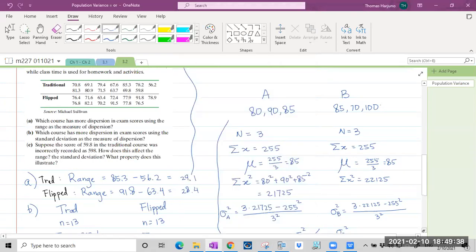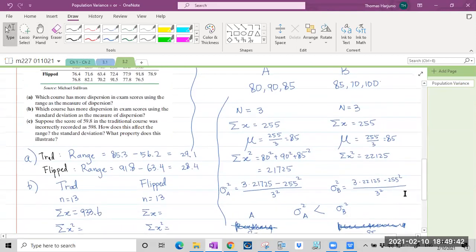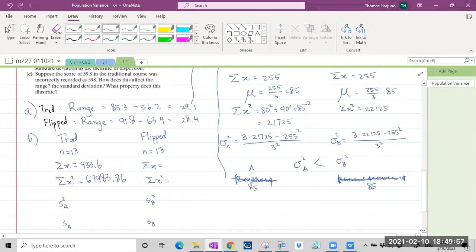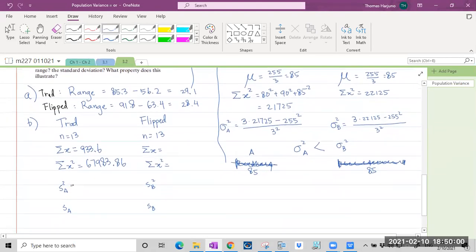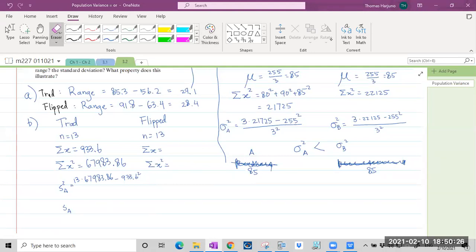The sum is 67,983.86. Okay, so then the variance will be the first number times the third number minus the middle number squared, over 13 times 1 less than that.